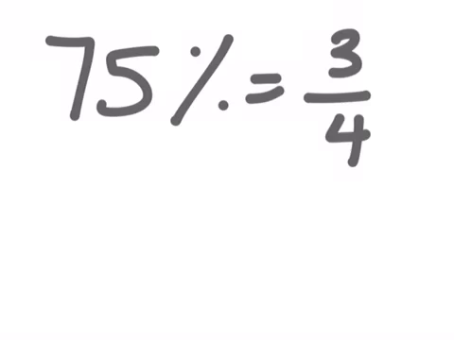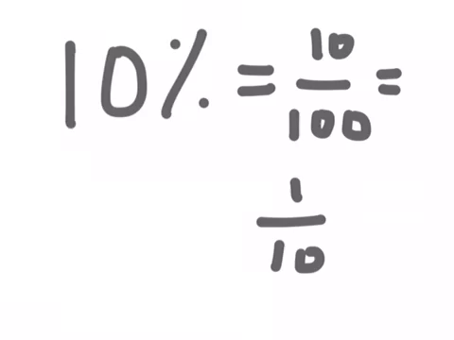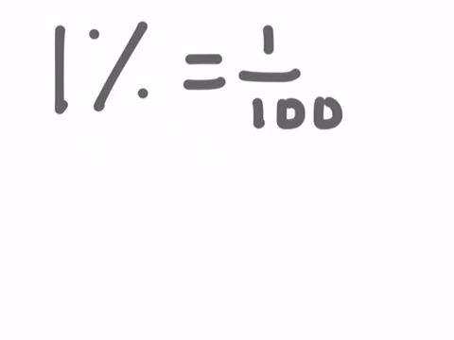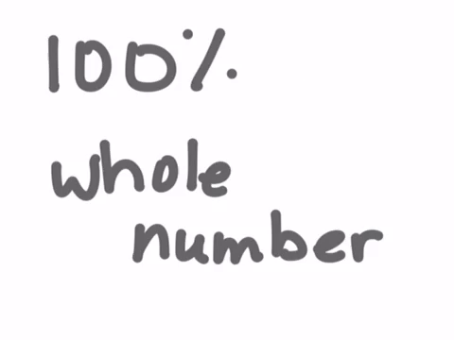75% is the same thing as 3/4. 10% is the same thing as 10 over 100 or 1/10. And 1% is the same thing as 1 over 100. Now, let's have a look to see how we can calculate these different benchmark percents.